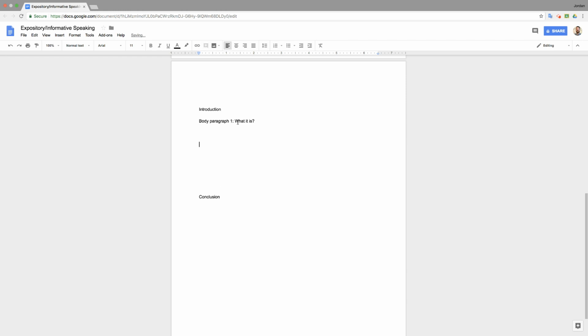Okay. And then body paragraph 2 is really up to you. But maybe body paragraph 2 is, why is it unique compared to similar products? Or why is this trend different than other trends like this? Why is this process interesting compared to other processes? You're basically just setting it apart from its peers.